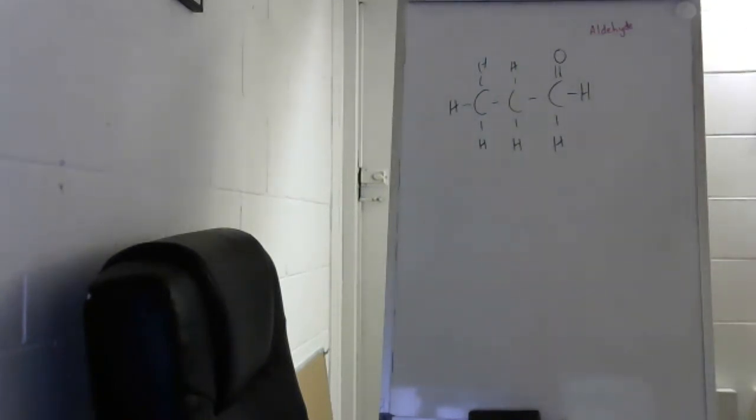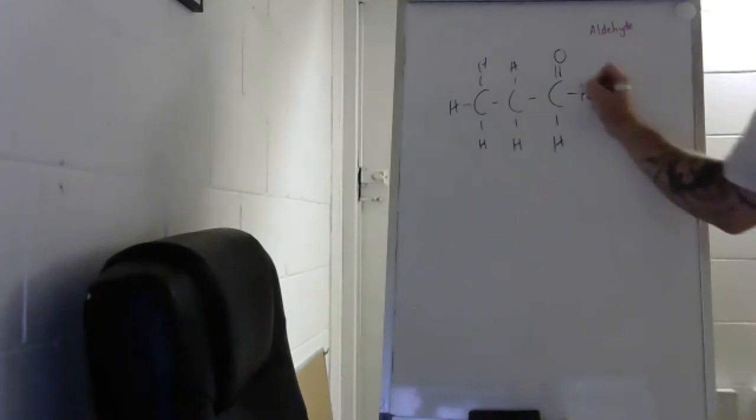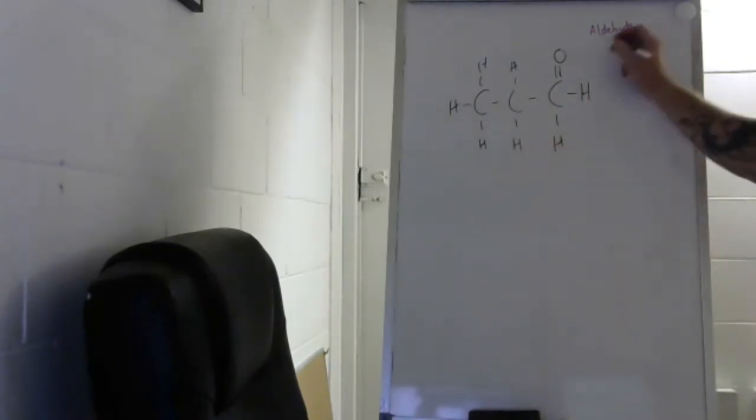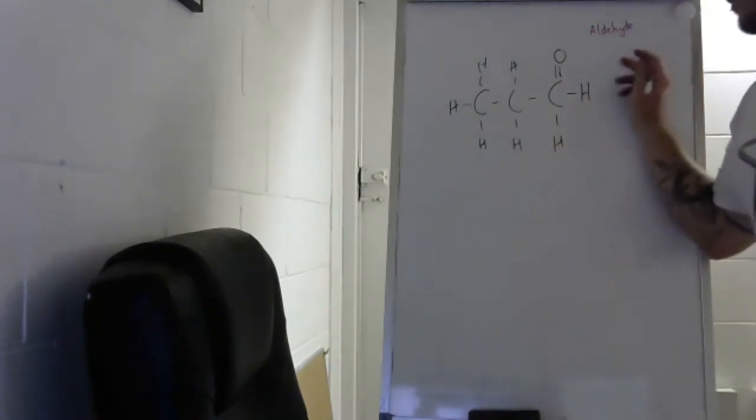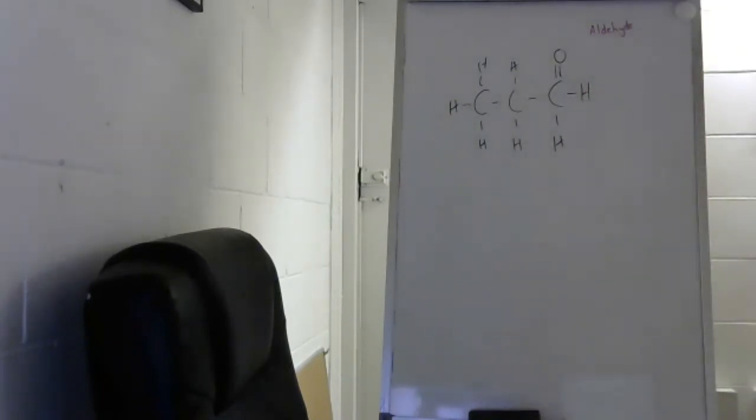As in the name, aldehyde. The functional group, the carbon, is attached to a hydrogen and a carbon, so we call it an aldehyde. So same functional group, it's just attached to a carbon. Little hack, if you see this on the end, it's an aldehyde.